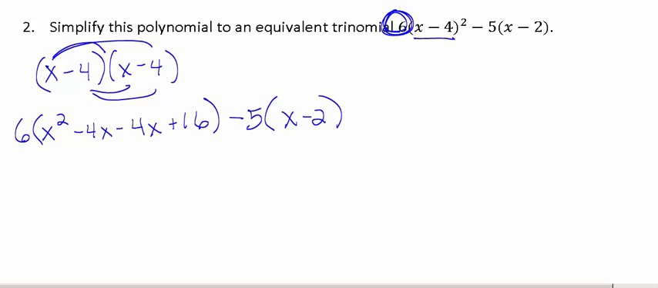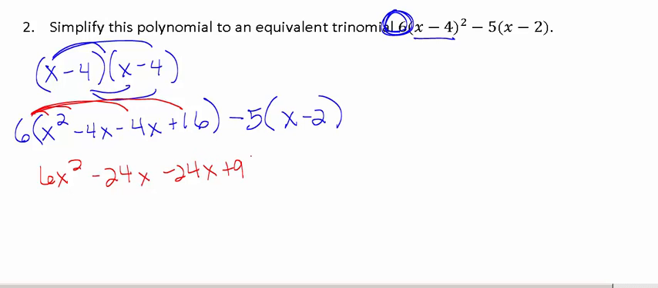Now what we have is some distribution. So let's distribute the 6 to every term. Get 6x squared, negative 24x, another negative 24x, and you're going to get a 60 and a 36, so you're going to get a 96. And then here we'll distribute, we'll get a minus 5x and a plus 10.